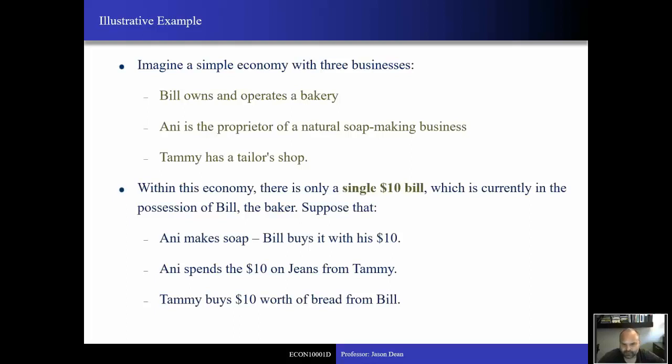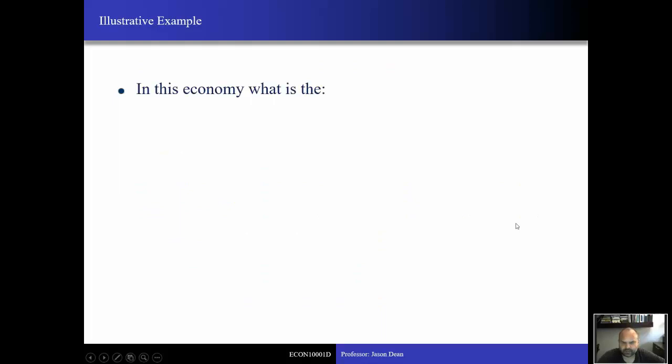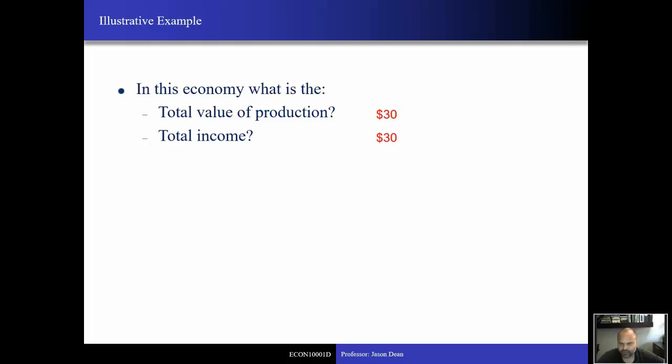So now suppose that Annie makes some soap and Bill buys it with the $10 bill. Then Annie buys a pair of jeans from Tammy with the $10 bill, and now Tammy has the $10 bill and she buys $10 worth of bread from Bill. Then, what is the total value of production? Well, they each exchanged $10, so of course it's $30. What's the total income? Well, each of them received a $10 bill for the production they did, and so the total income is $30. What is total spending? Of course, you guessed it, it's also $30.